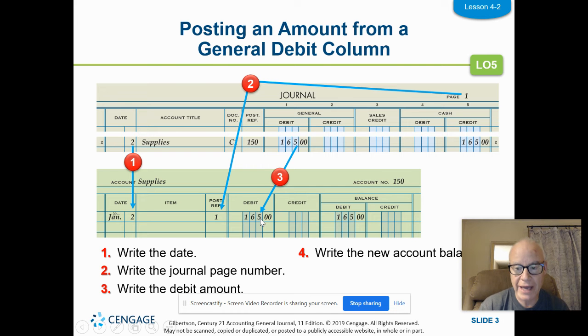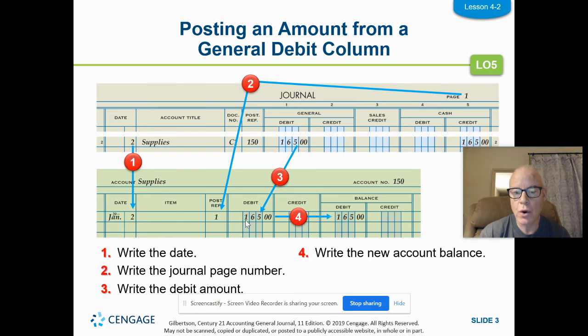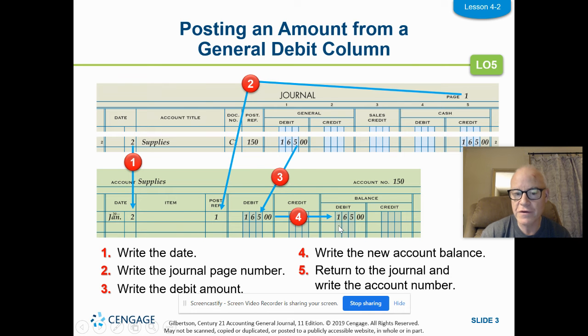Then we write the new account balance, where we take our debit. We don't have any credits, so our new balance is going to simply be 165 based on that very first transaction of buying supplies for our business. Our fifth step is to take our account number, supplies of 150, and drop it back into the post reference area in our general multi-column journal.